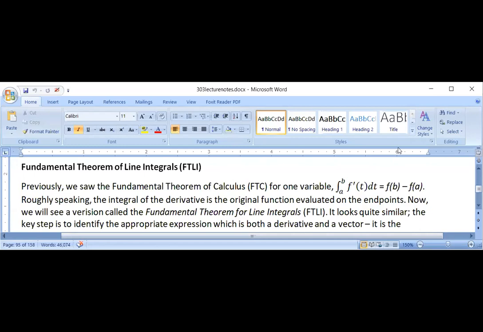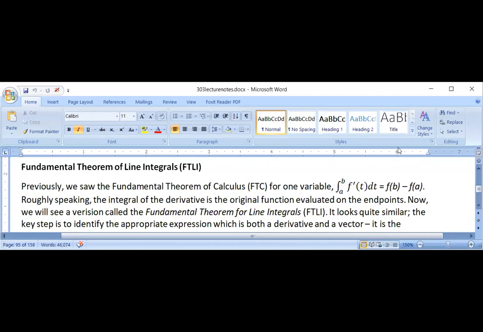So previously, we talked about how to do a line integral, where basically you have to do every single bit of calculation by hand. And you wind up getting some integral that you have to do, and the integral is set up in dt. So let's recall that, and let's also recall that previously we saw the fundamental theorem of calculus for one variable. That's old news for us at this point.